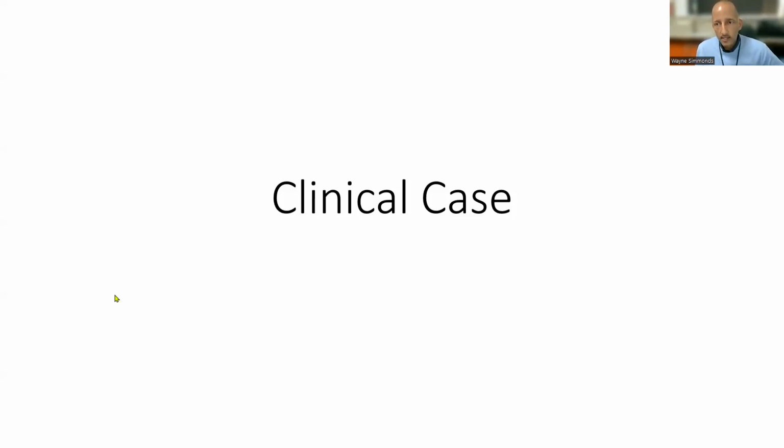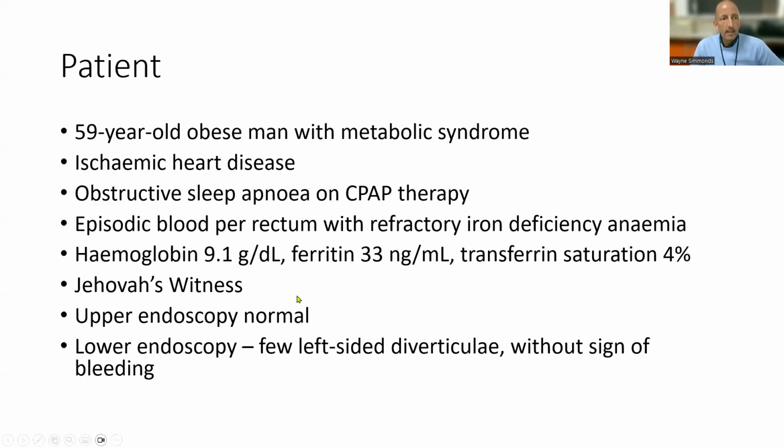My case is one of a 59-year-old obese man with metabolic syndrome. He's got ischemic heart disease and obstructive sleep apnea on CPAP therapy. He complained to his local surgeon about episodic blood per rectum and was found to have refractory iron deficiency anemia. He presented with a hemoglobin of 9.1 grams per deciliter. His ferritin was 33 nanograms per mole and a transferrin saturation of 4%, so properly iron deficient.